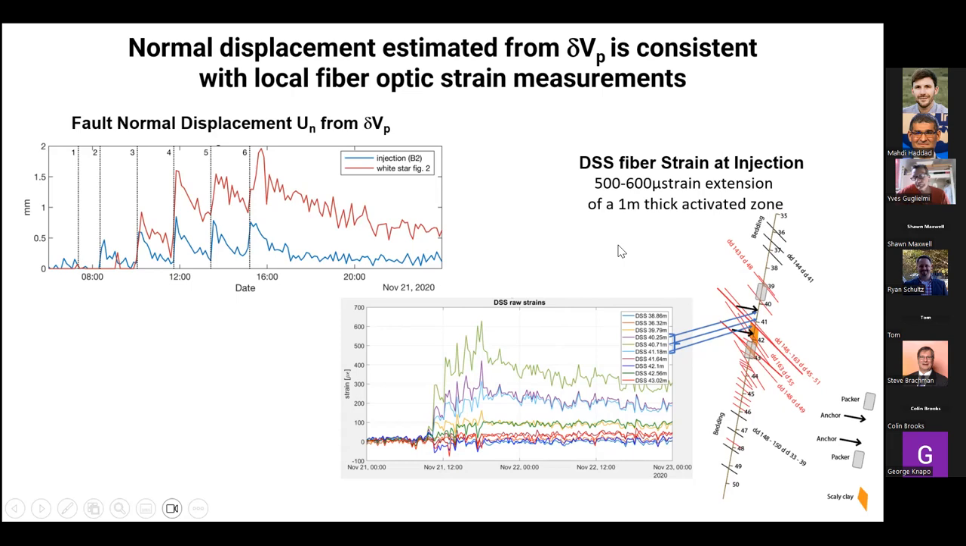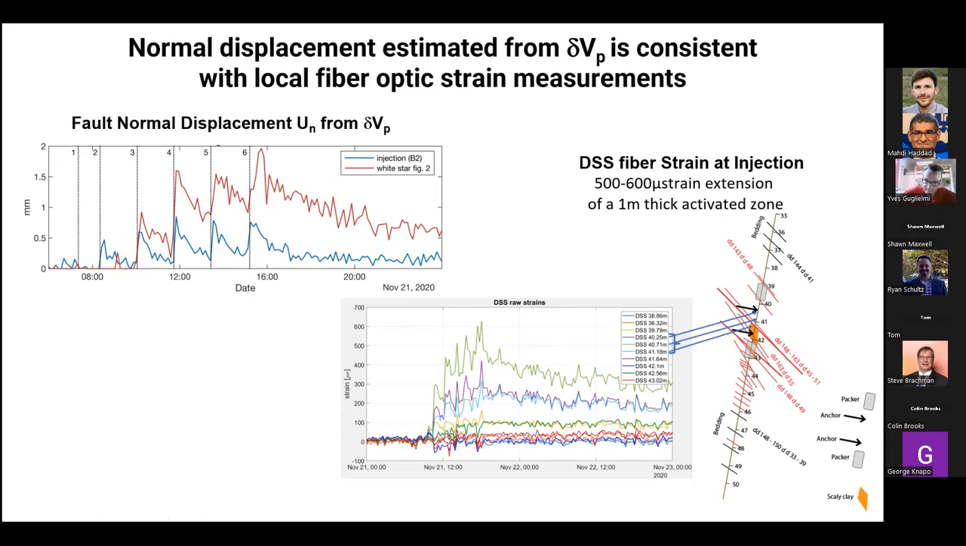And so it matches quite well with what is estimated from the P wave velocity variations. So this model might be very simple, but it shows that maybe we can use this active seismic monitoring method to estimate, at least, the fault normal displacement.